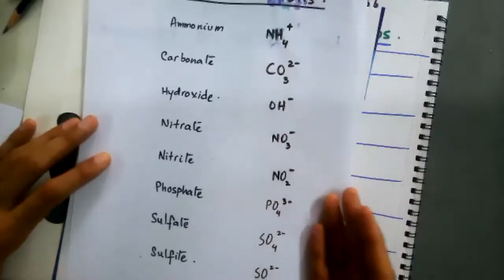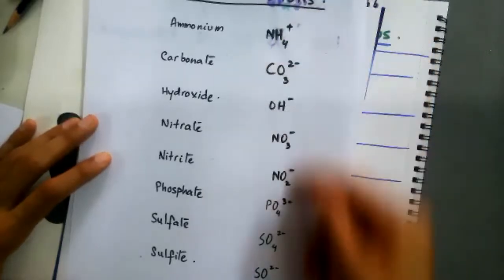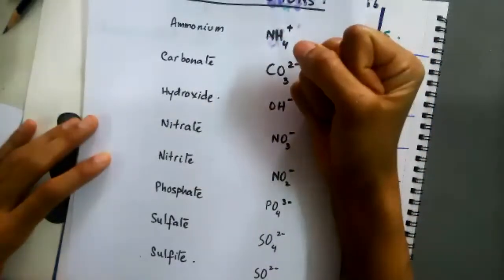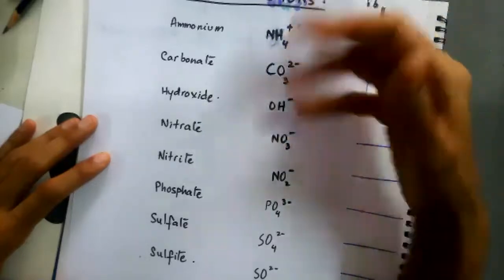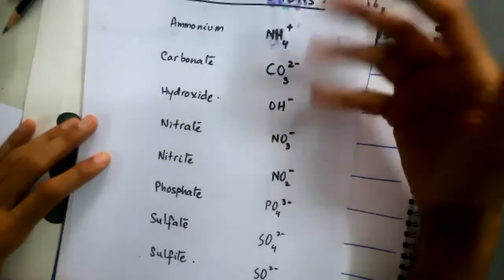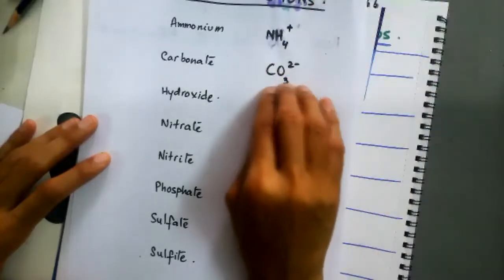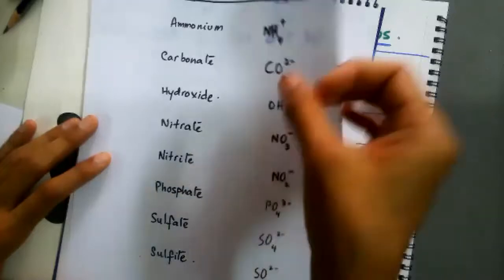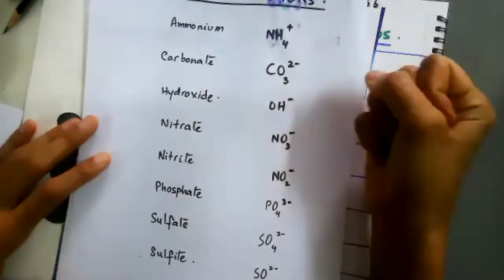Why do we learn them in this way? Because they behave as one. Remember this. In ordinary, normal chemical reactions, they don't separate. They stay together. They behave as one particle. Remember this.